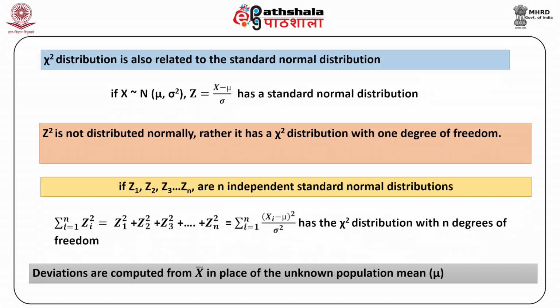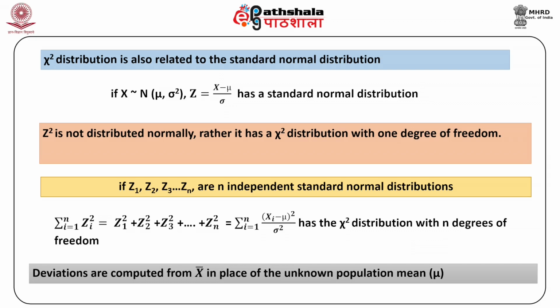their squares, which means sigma zi square, where i is from 1 to n, which is nothing but, I am sure you can make out, z1 square plus z2 square up to zn square, will be equal to sigma i from 1 to n of (xi minus mu) square upon sigma square, and it has the chi-square distribution with n degrees of freedom.